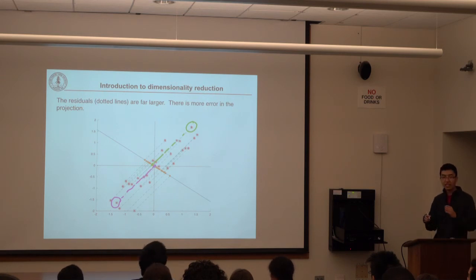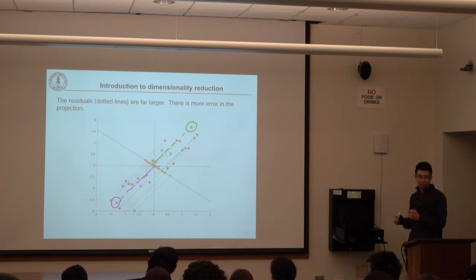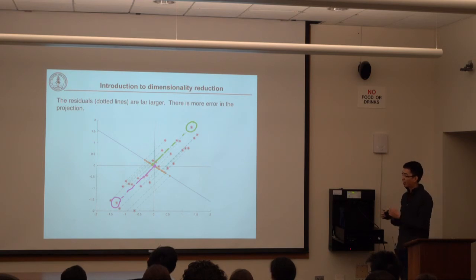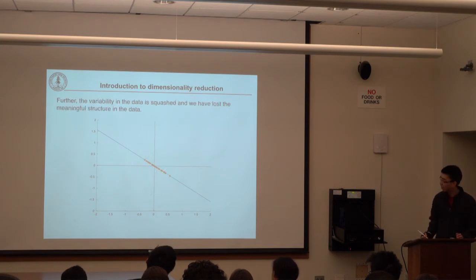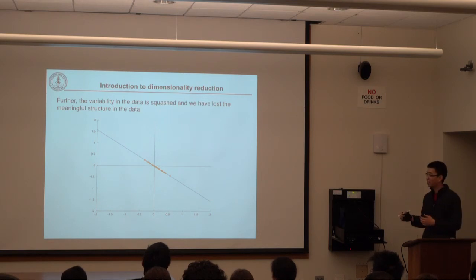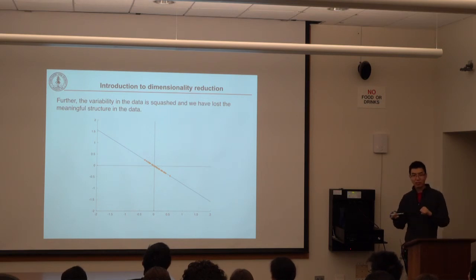And so this axis doesn't really capture the meaningful structure in this data. Furthermore, if you just look at the spread of these orange points, you'll notice that it's very little. There's very little variance along this line. And so this projection isn't capturing the meaningful structure in this data. Anyone have questions on this?